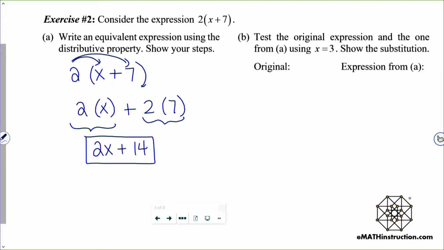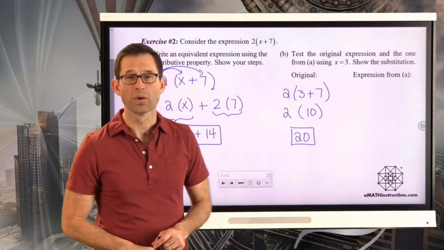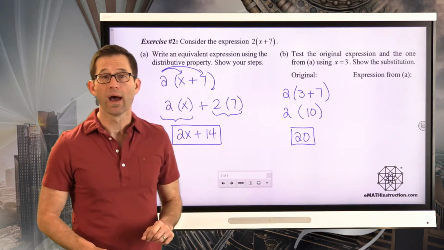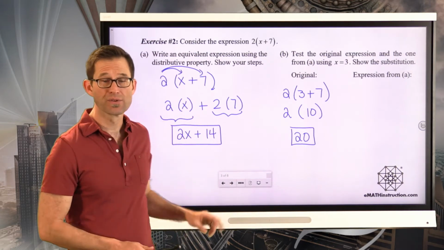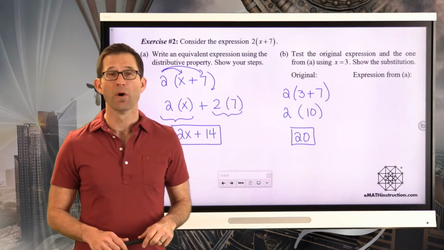So here we go. The original expression, right? I'll put 3 in for x. Right, now I'll just follow some order of operations. 3 plus 7 is 10, and then 2 times 10 is 20. So that expression, when x is 3, is equal to 20. What I'd like you to do now is pause the video, take x equals 3, plug it into this expression, and see what you get. Take a moment.